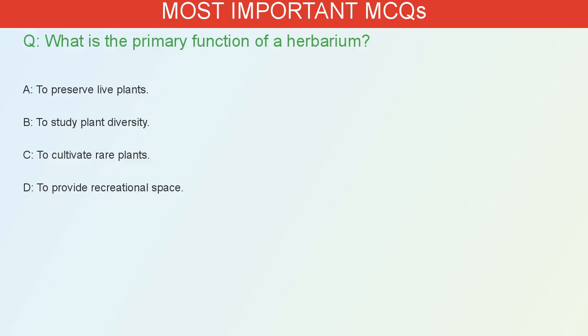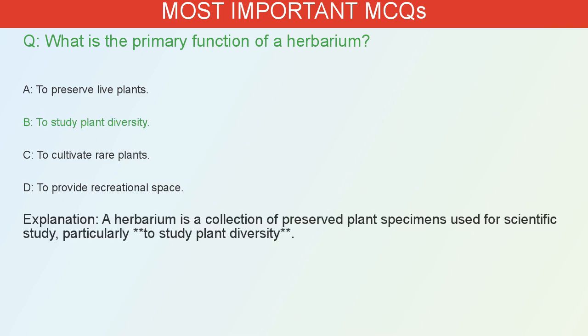What is the primary function of a herbarium? A. To preserve live plants. B. To study plant diversity. C. To cultivate rare plants. D. To provide recreational space. The correct answer is B. A herbarium is a collection of preserved plant specimens used for scientific study, particularly to study plant diversity.